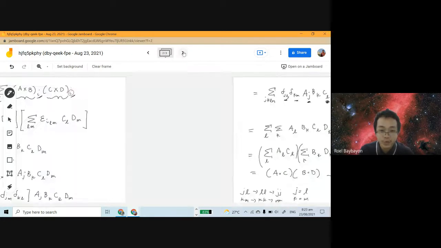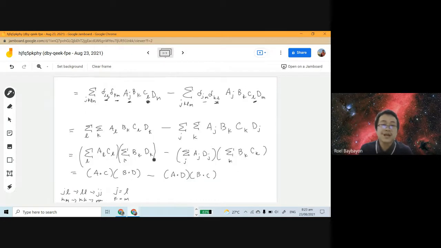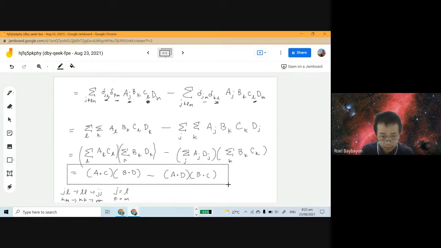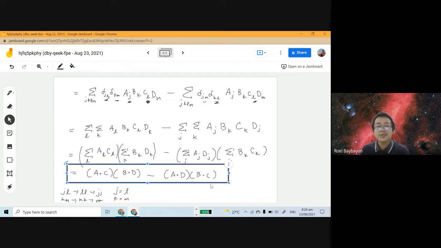Okay. So we prove that A cross B dot C cross D is equal to this expression. Okay? Sayon ra, no? Sayon ra ba? So, nakoy A dot C, B dot D minus AD, BC. And that's how to prove vector quantities, scalar products using the Levi-Civita symbol.